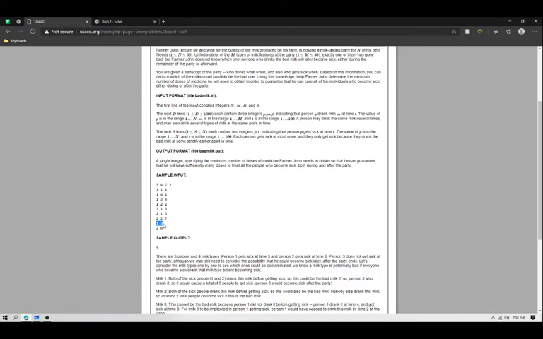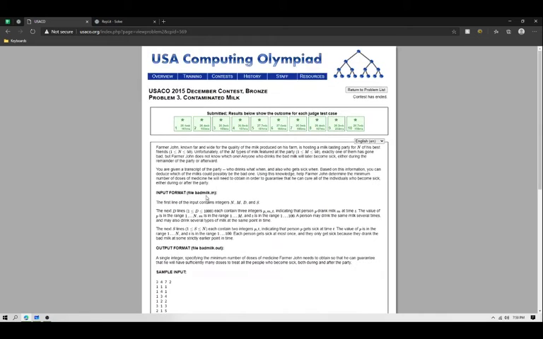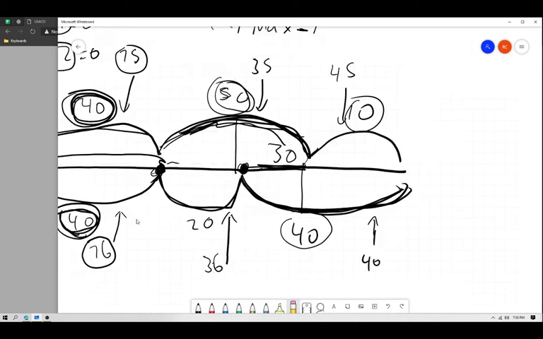person one gets sick at time 3. That means any milk he drank at time 3 and before could have been a milk that got him sick. And the same thing for this one.